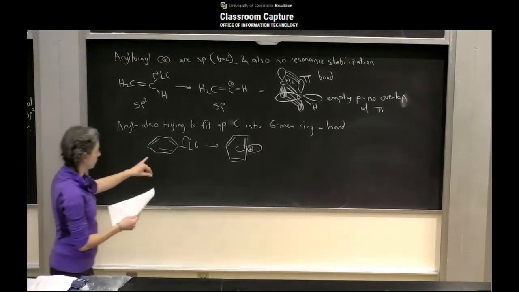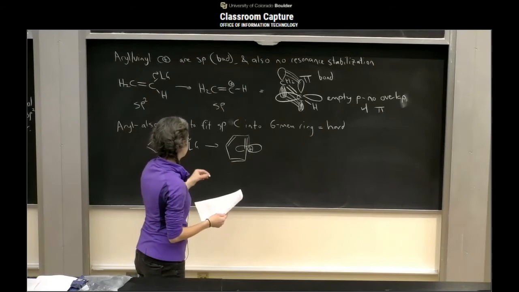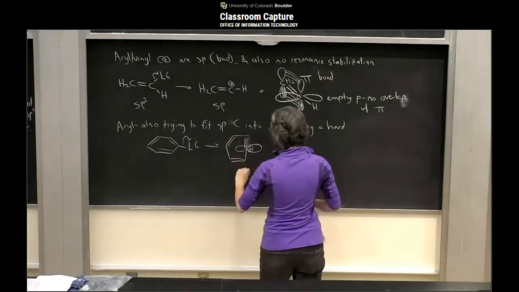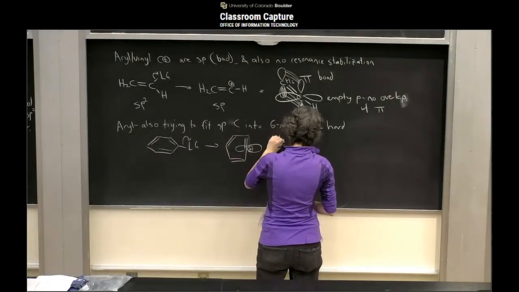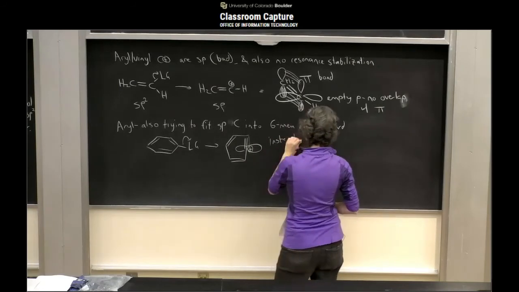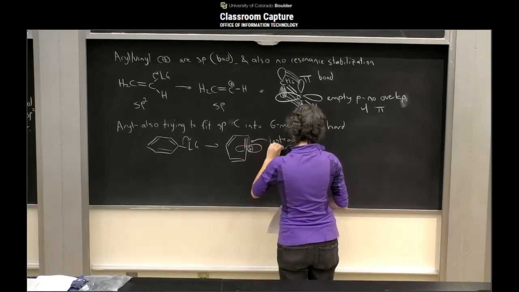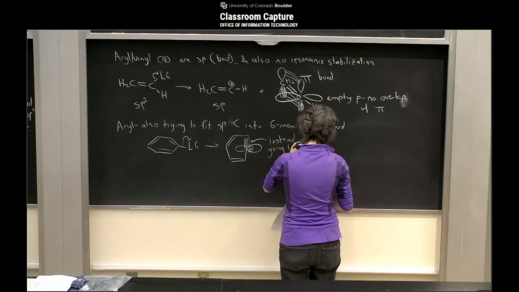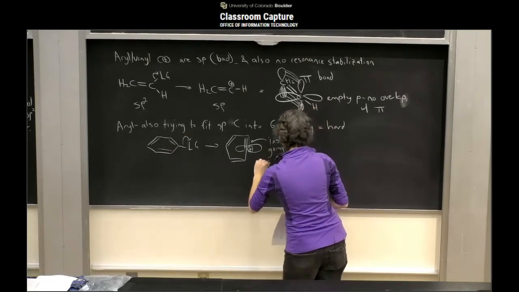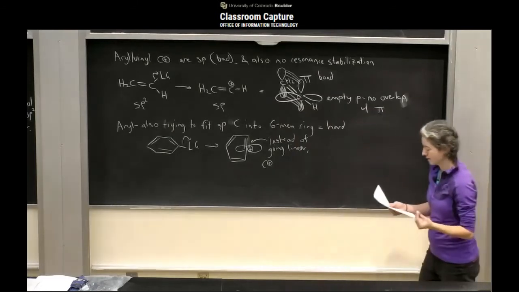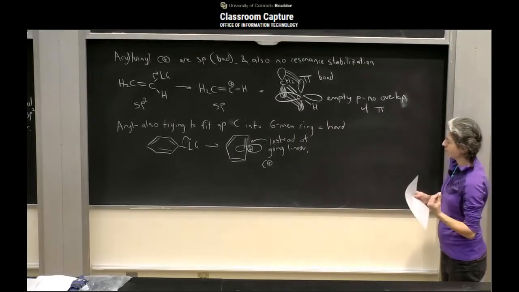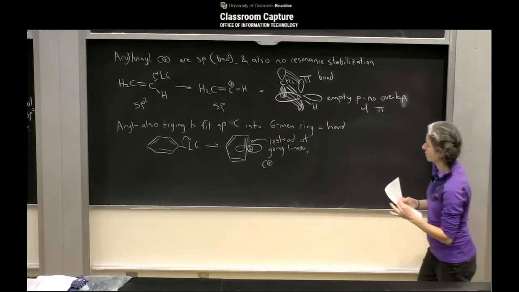Oh, actually, sorry. One thing that I do have in the notes here is how this actually works out instead. Instead of going linear, the carbocation actually stays in a kind of sp2-ish geometry, even though it really doesn't want to.